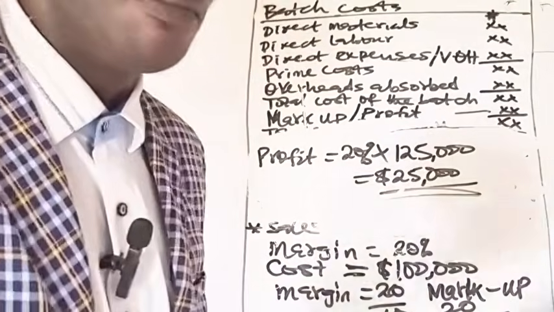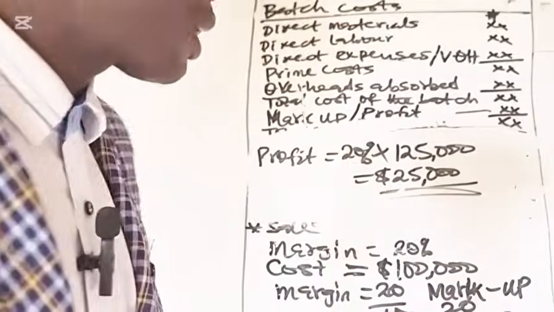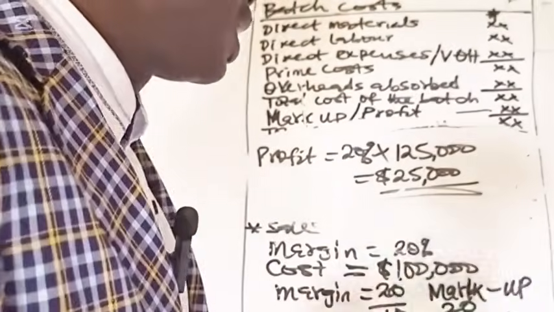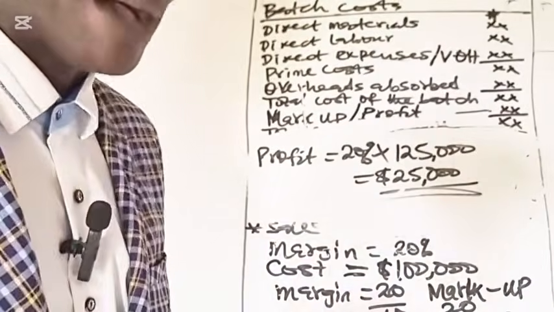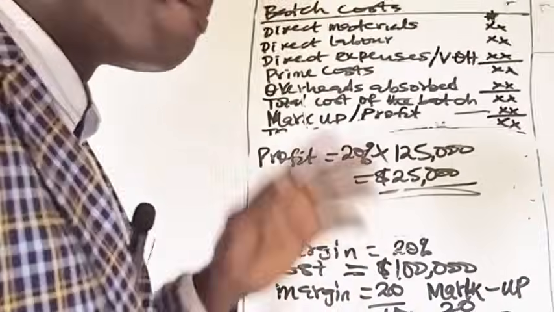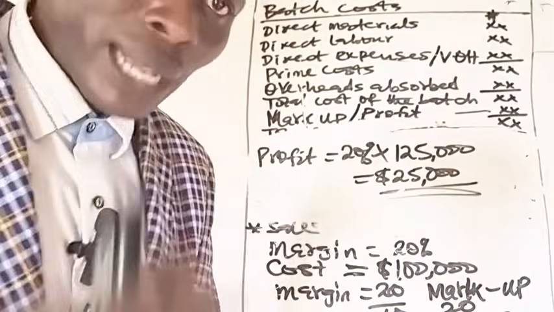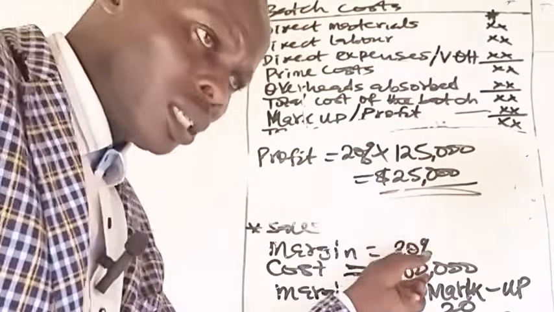That is the relationship between the markup and margin, because the only problem area with batch costing is to know the correct percentage to use. I've told you margin goes with sales, markup goes with the cost. Please bear that in mind. Margin for sales, markup with the cost.